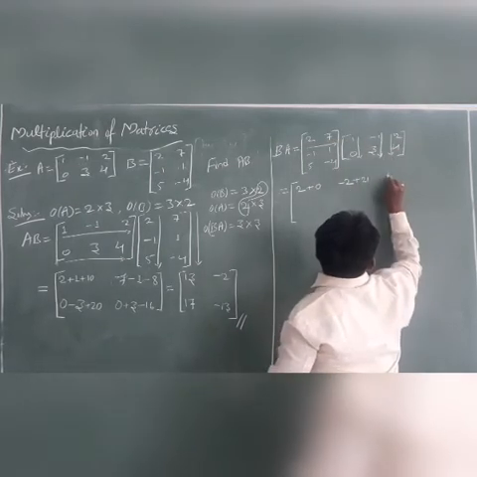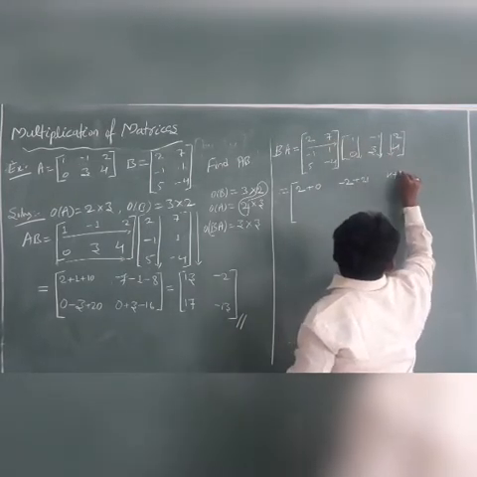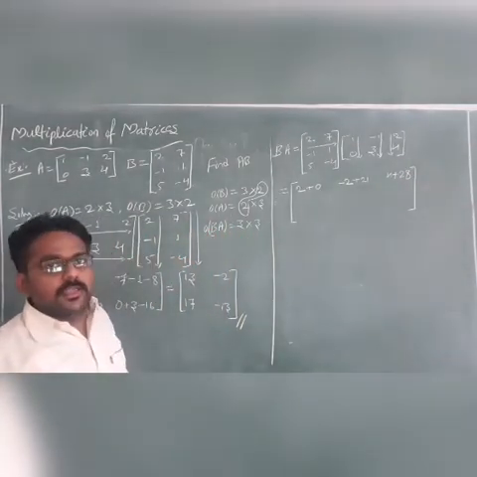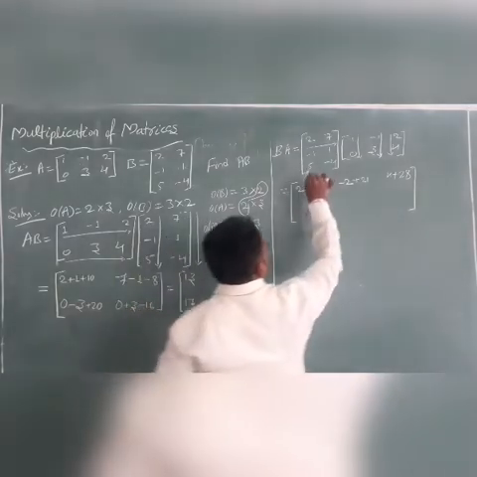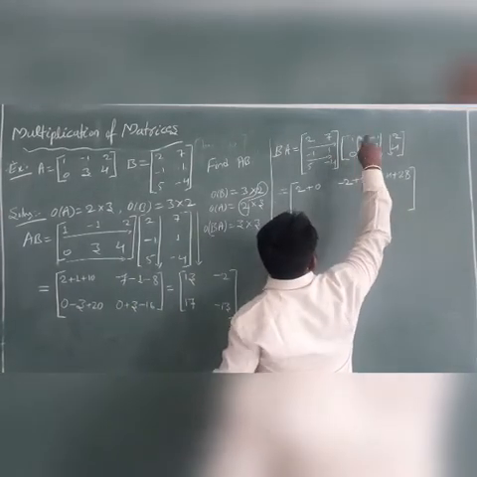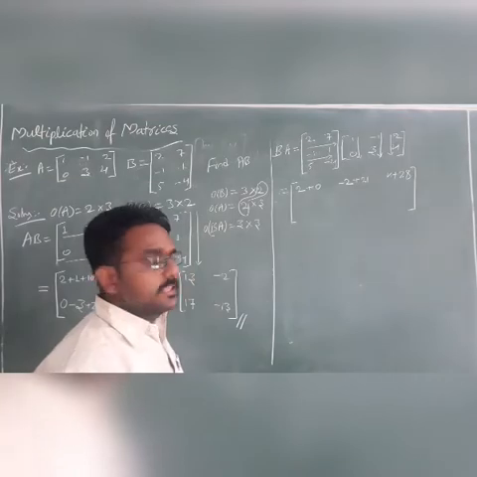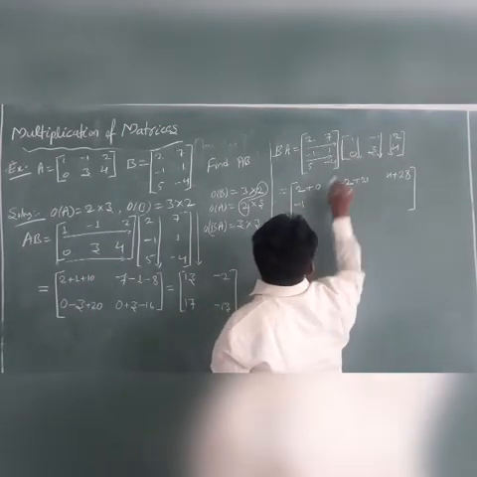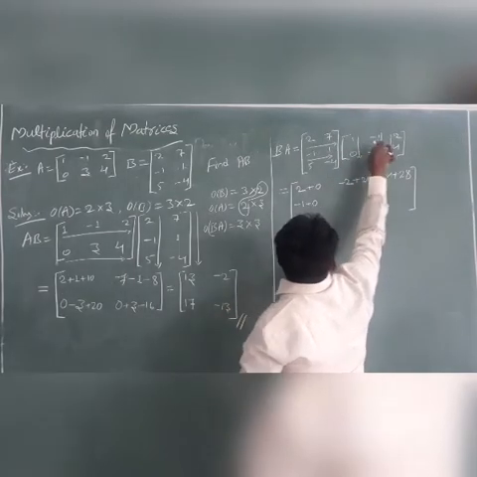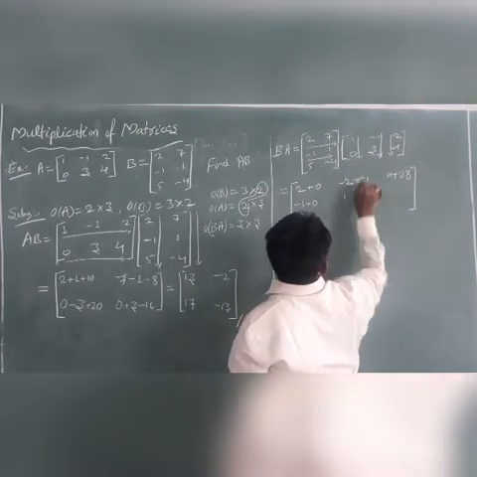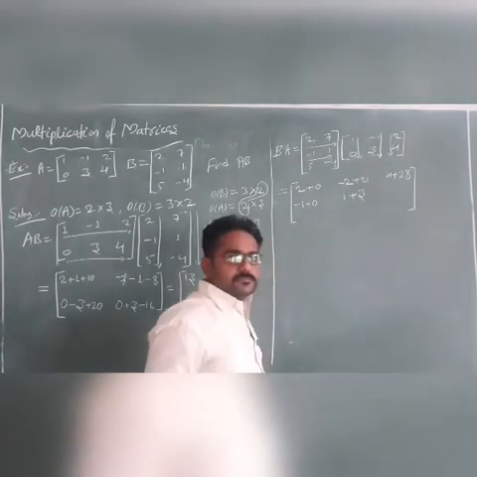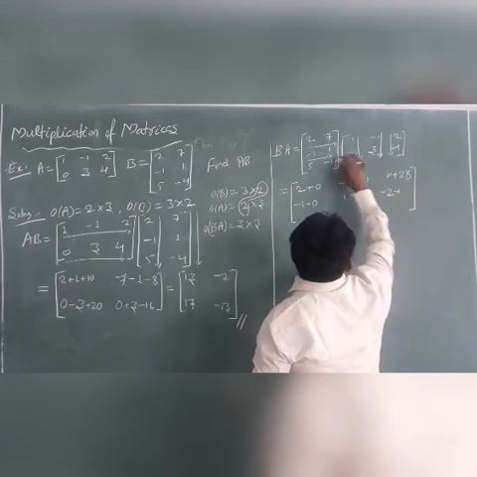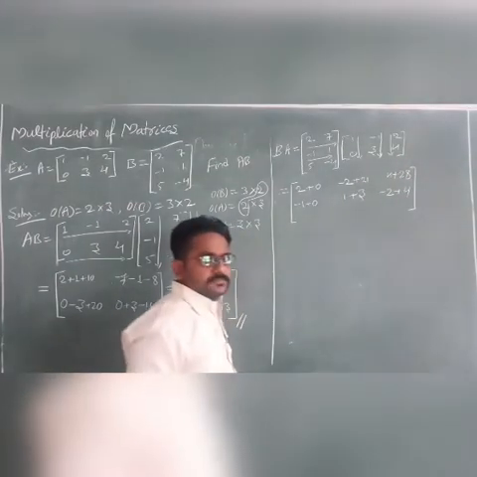2 into 2, 4 plus 7 into 4, that is 28. The first row entries are over. Next, the second row with each column of the matrix A. So, minus 1 into 1, minus 1, plus 1 into 0, that is 0, minus 1 into minus 1, plus 1, 1 into 3, that is 3. Next, minus 1 into 2, minus 2, plus 1 into 4, that is 4.